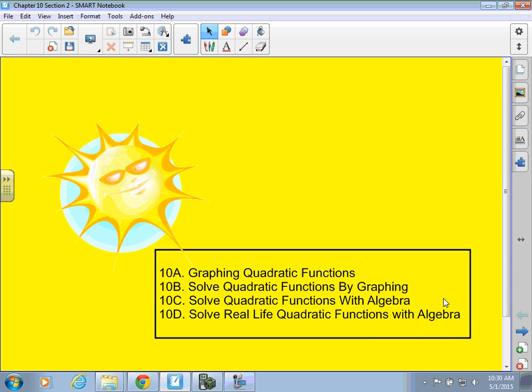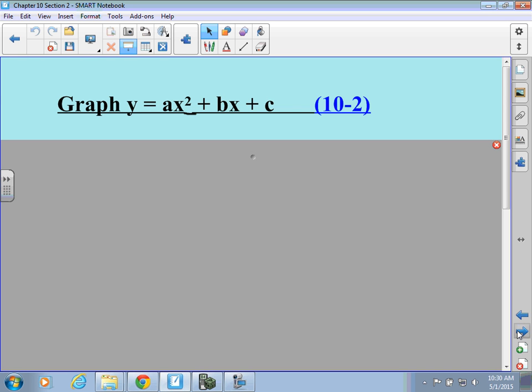What we're going to do is continue with 10A, which is graphing quadratic functions, but we're adding something different into the mix. If I take a look at this equation, what have I added today that I didn't have before? I have my bx term. So that's going to do something different with my parabola.